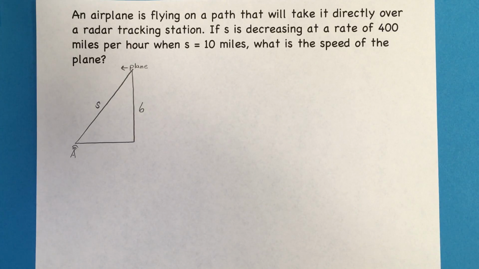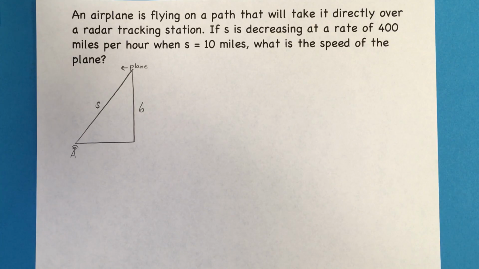An airplane is flying on a path that will take it directly over a radar tracking station. If S is decreasing at a rate of 400 miles per hour when S is equal to 10, what is the speed of the plane?